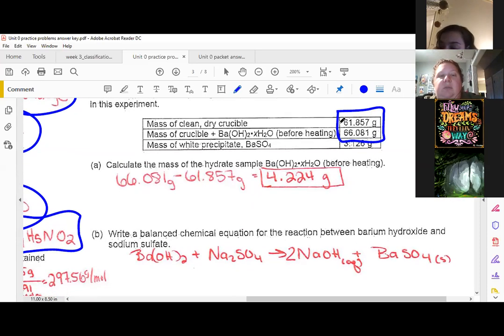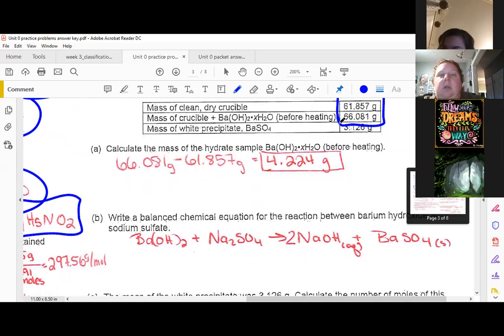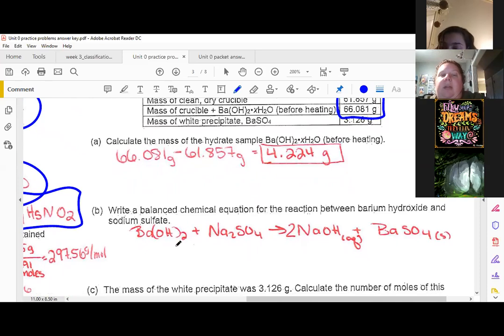And then B says to write a balanced equation. So the barium hydroxide is just barium hydroxide now. It doesn't have that dot water on it because we heated it up and drove that water off. That dried barium hydroxide is going to react with sodium sulfate. And so this is a good old-fashioned double replacement reaction.